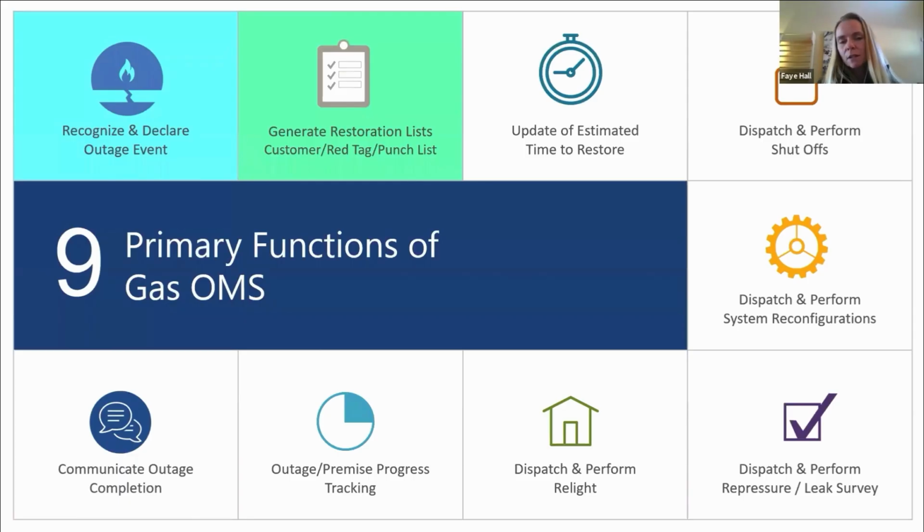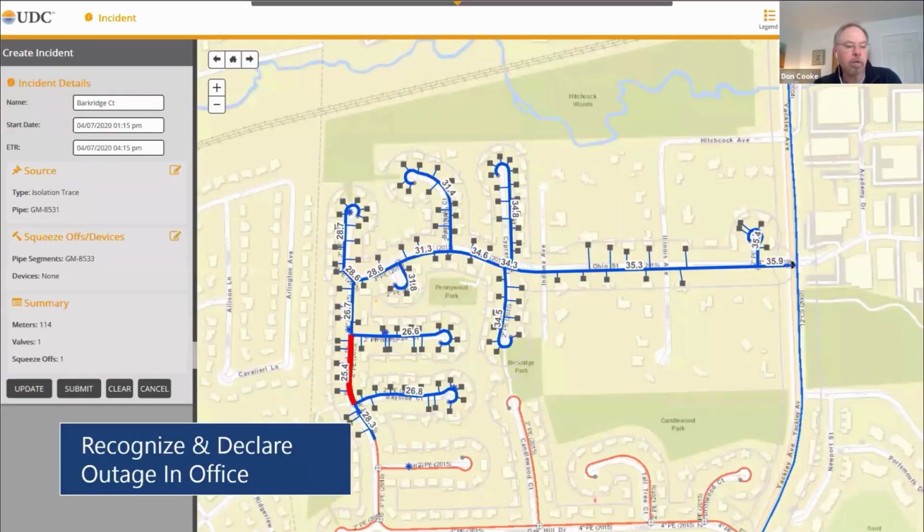Once it's been declared. Where does the squeeze off, Faye, where does that other data in that form come from? Valves and squeeze offs. Where does that data come from? Because I did the trace, the valves are actually in the GIS in this data model that we have. So it does a trace until it finds an isolation valve. So it's just doing an isolation trace in the GIS, basic GIS functionality.